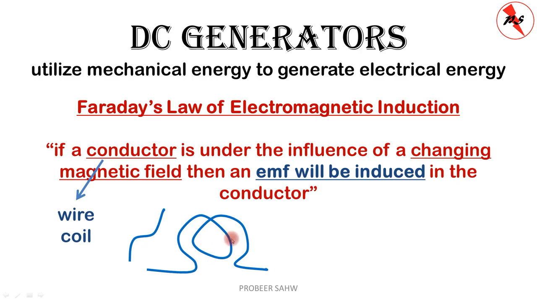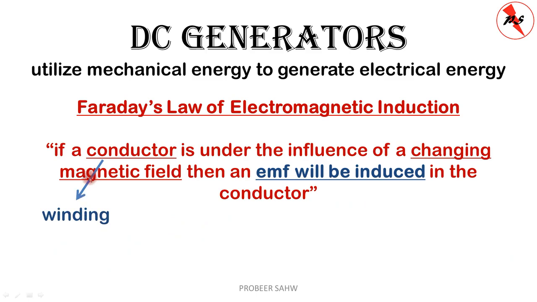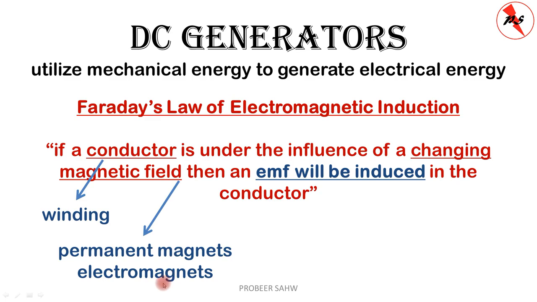And when we take two or more coils and connect them, then it is called a winding. So if we take a coil, another coil and connect them together, then this set of coils is known as winding. So in DC generators, this conductor is present in the form of a winding. And to create magnetic field, we have either permanent magnets or electromagnets. Most of the times we use electromagnets.